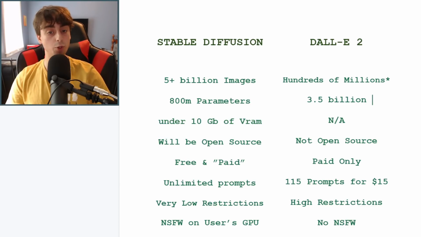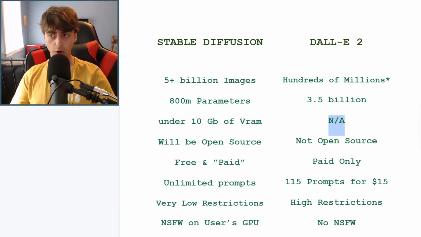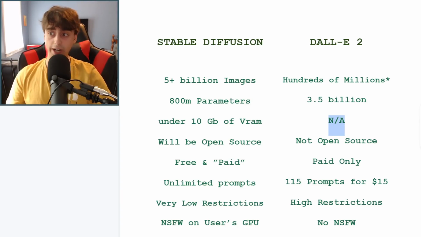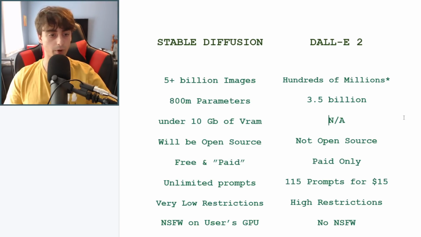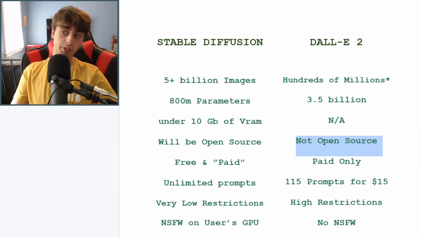And of course, Dall-E 2, you can't run Dall-E 2 at all on your own graphics card at home with your own software. It is not announced yet, and I don't think it'll ever be a feature for Dall-E 2, so you won't be able to run it at home on any VRAM. Of course, Stable Diffusion will be open source. Dall-E 2 is not open source at the moment, and I don't think it ever will be.